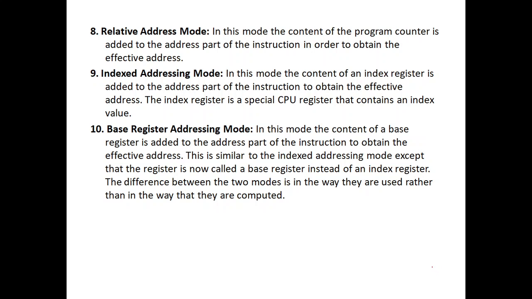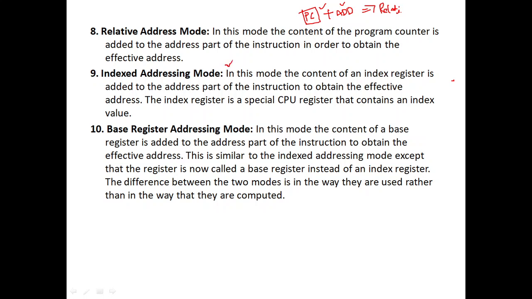Next one is relative addressing mode. What do we mean by relative addressing mode? Here the contents of the PC, the program counter, which I mentioned in the beginning, holds the address of the next instruction. Here the content of the program counter is added to the address, which gives the relative address. So what you have to remember is that when you calculate the relative address, the contents of the program counter are added with the address part.